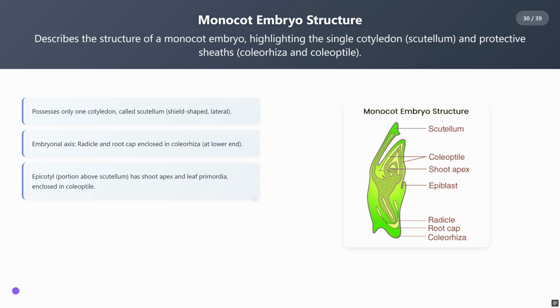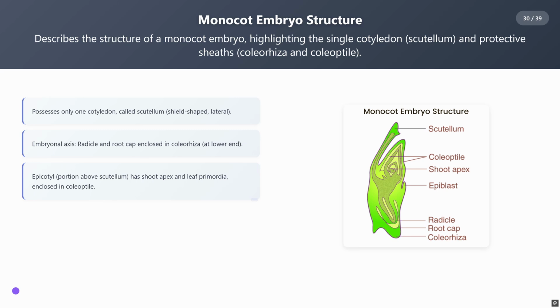Coleorrhiza protecting the radicle. Yes, and the portion of the embryonal axis above the attachment point of the scutellum is the epicotyl. This contains the shoot apex and a few young folded leaf structures called leaf primordia. And this whole shoot apex region is enclosed in another protective, hollow, sheath-like structure called the coleoptile. Coleoptile protecting the shoot apex. So key differences are one cotyledon, the scutellum, and these protective sheaths, coleorrhiza and coleoptile. Exactly. Those are the main distinguishing features of a monocot embryo, particularly in grasses.